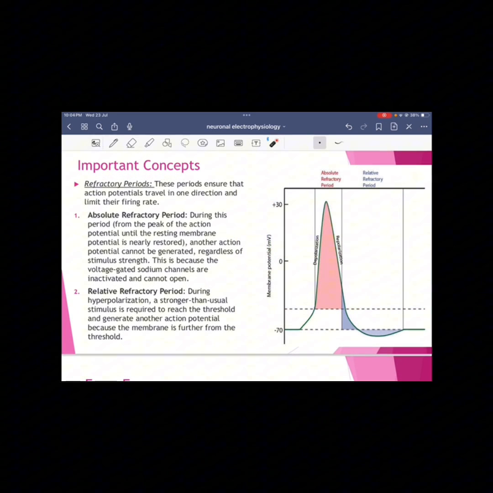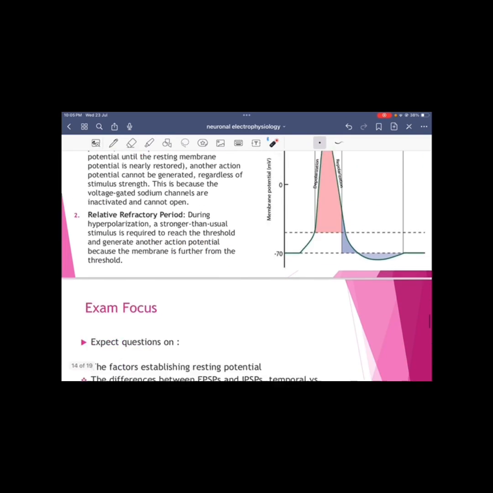And the other type is the relative refractory period, which is during the hyperpolarization phase. The neuron can fire again, but only if the signal is really strong, because the neuron is still in a more negative than usual state. It is more negative than -70, at around -90. So it needs a signal that is stronger than usual in order to reach the threshold, which is -55. A stronger than usual stimulus is required to reach the threshold and generate another action potential.